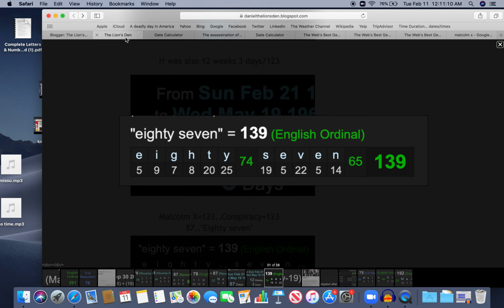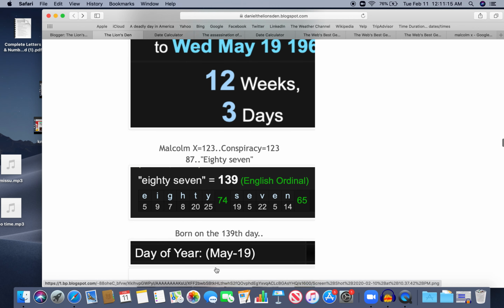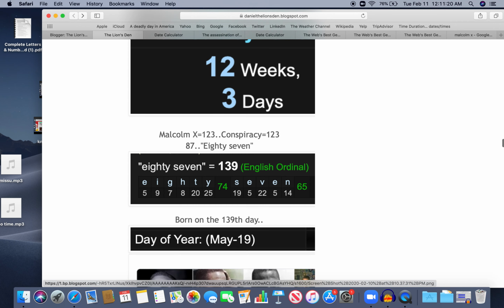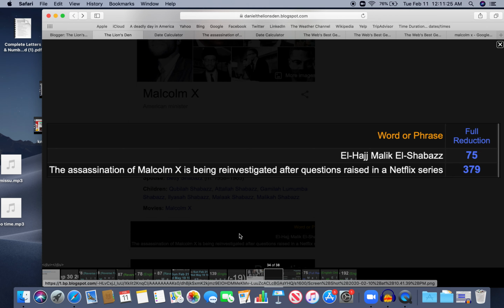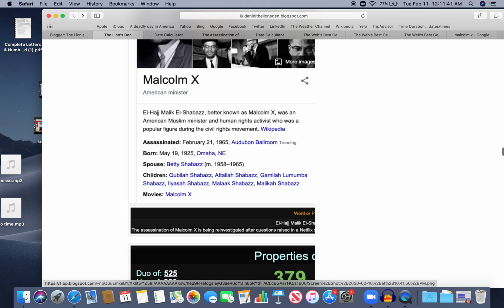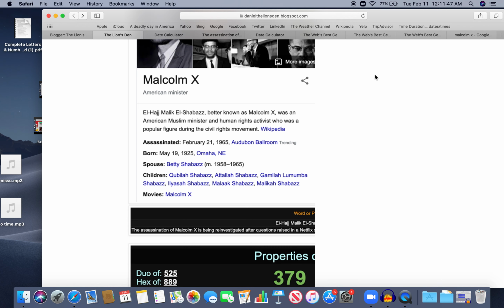And that's interesting because he was born on the 139th day. May 19th, the 139th day of the year. Here's another look at him. And check this out. His full name, what he changed it to, El Haji Malik El Shabazz, 75. And the title of the whole article equals 379. What's the connection? 379 is a prime number, the 75th prime. I remember history equals 75.